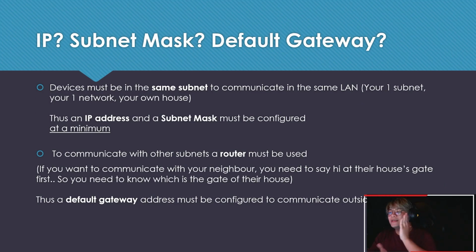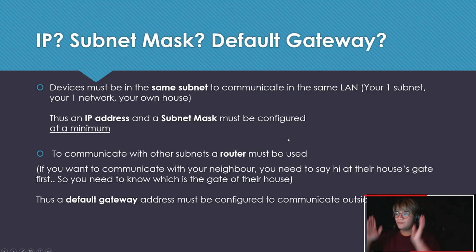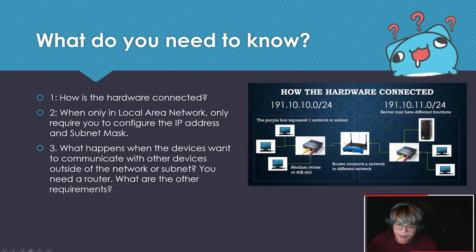So, IP, subnet mask, default gateway, what are those? Devices must be in the same subnet to communicate in the same local area network. For example, your subnet 1, your network 1, basically in one house. It's one network, one subnet and everything. Thus, at a minimum, an IP address and a subnet mask must be configured for them to communicate. To communicate with another subnet, a router must be used in the middle over here.